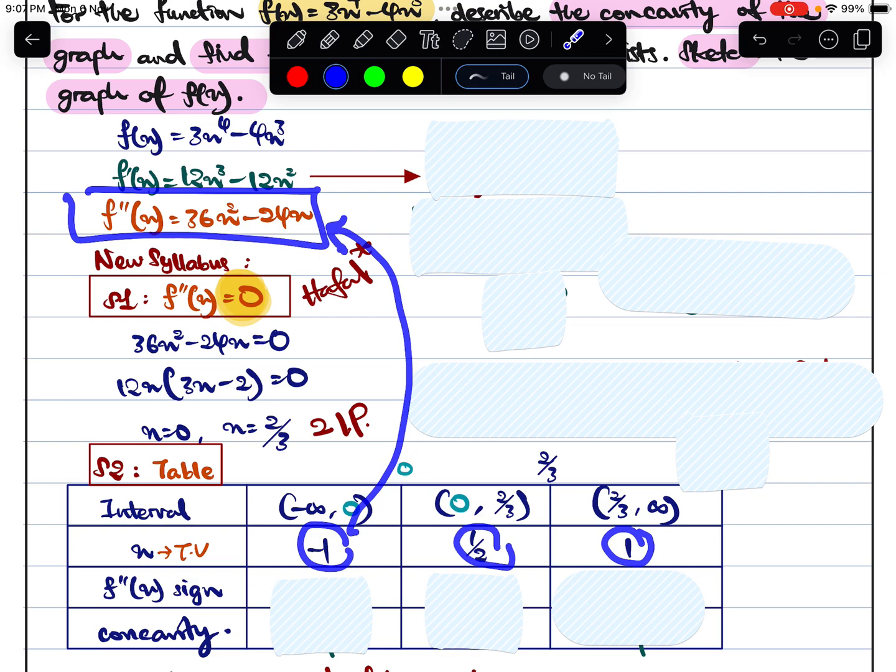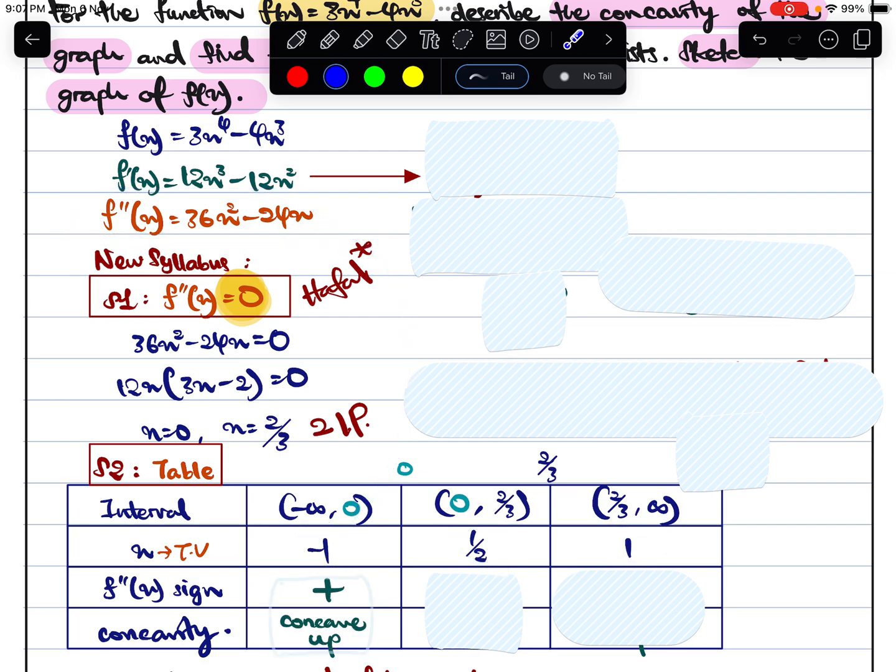And then after you do that, you will know its concavity. So this first interval will give you a positive sign, so it has shown us that this is concave up, while this one is a negative sign, it will show you a concave down, while this one is a positive sign, it will show you a concave up.